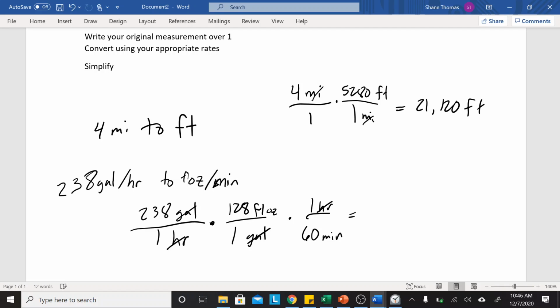What's 238 times 128? You got a calculator there? 238 times 128. 30,464. Okay, and then on the bottom I have 60 minutes. So then I have 30,464 divided by 60. That's going to be what? 507.73. And that would be ounces per minute. Questions there?